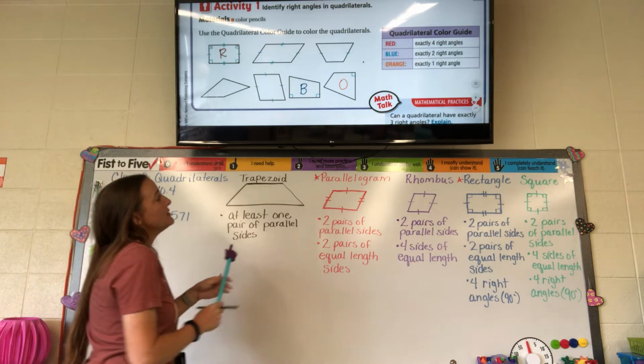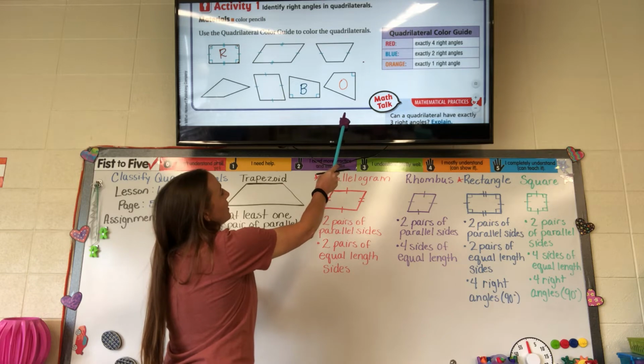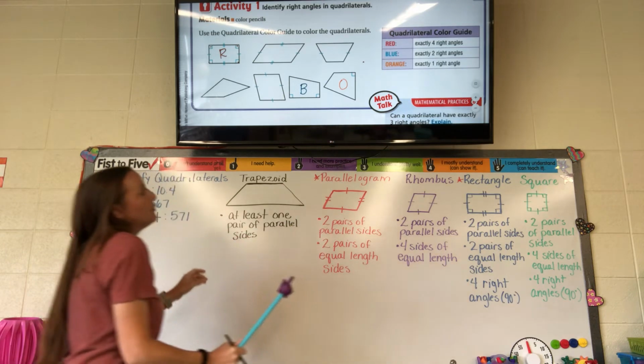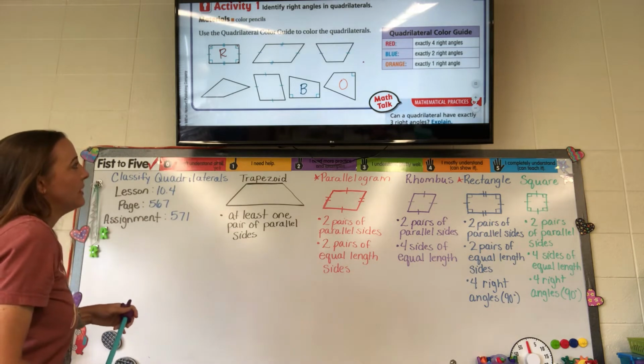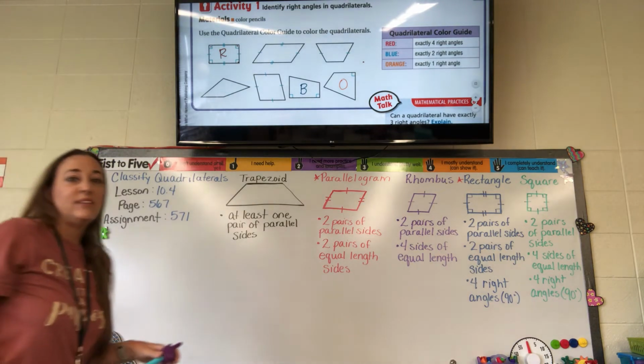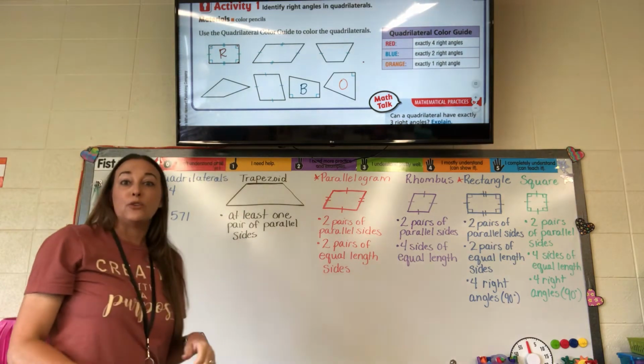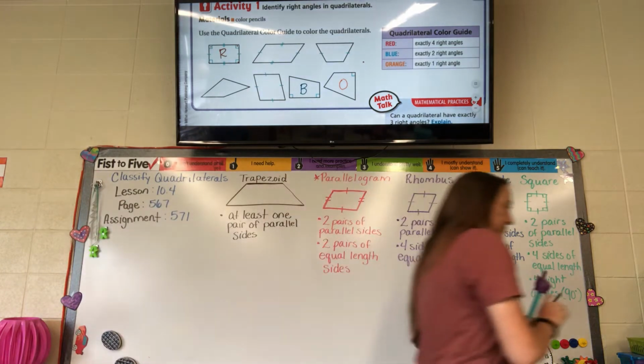And then the last one looks like it has only 1 right angle. I don't see any parallel sides. I don't see any sides of equal length. So it would be like this one. It would just be a quadrilateral. Okay.